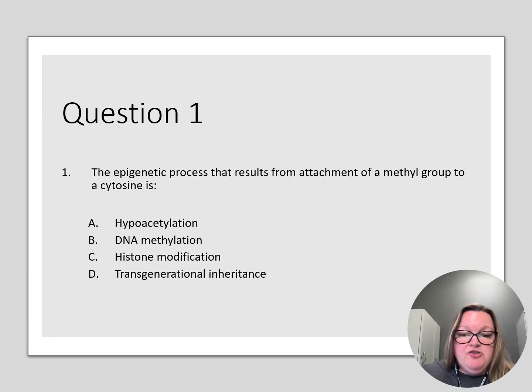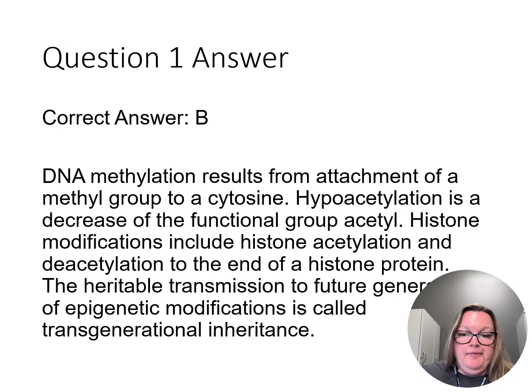So in the first question here, the epigenetic process that results from attachment of a methyl group to cytosine is which one? The answer is B. That's the definition of DNA methylation, the attachment of a methyl group to a cytosine.